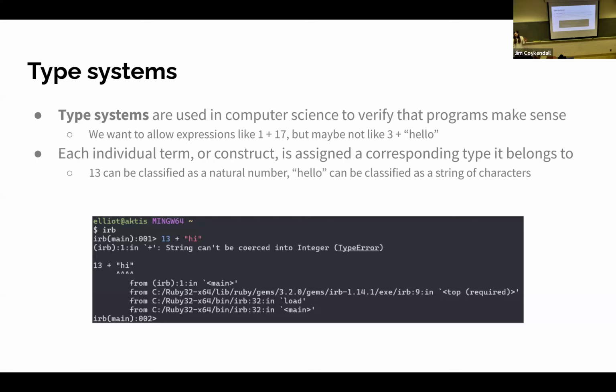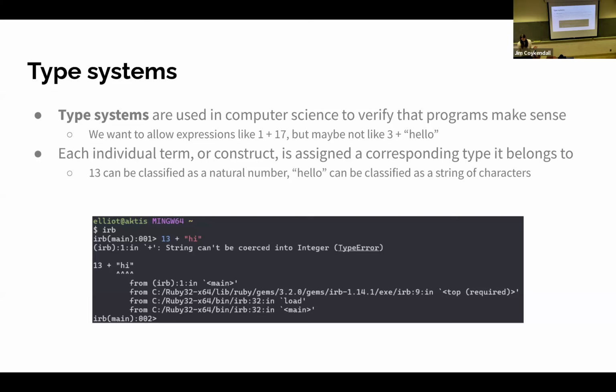We use these to, in a colloquial sense, verify that programs make sense, because it doesn't really make sense to do something like this. So we assign each individual term a type. I can take this to be a term, and say this is of type integer, this is of type string, and this is of type whatever. We assign each term a type, and then we can go through and make sure that we're prohibiting operations between two types that don't have that operation defined between them.